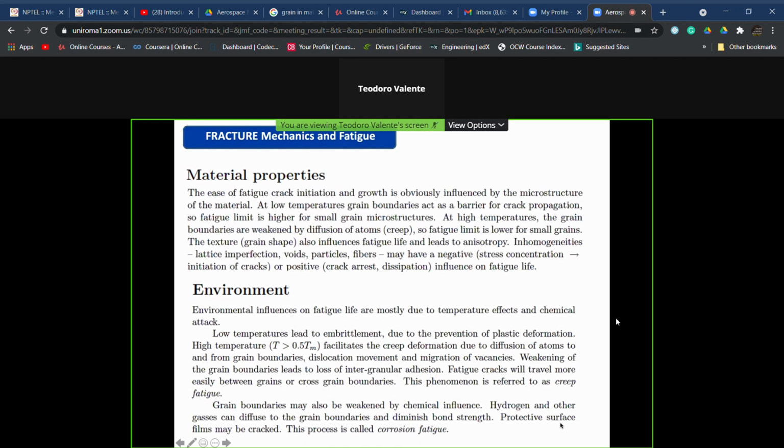Then the grain shape, which is also called texture, can influence fatigue life and, depending on the grain shape, can lead to some anisotropy in behavior. And inhomogeneities, like, for example, imperfections of the crystal lattice or particles, impurities, small fibers, can have a negative effect if they act as stress concentration points, which can give rise to crack initiations.